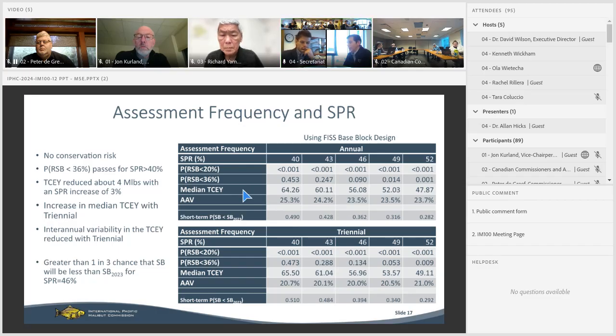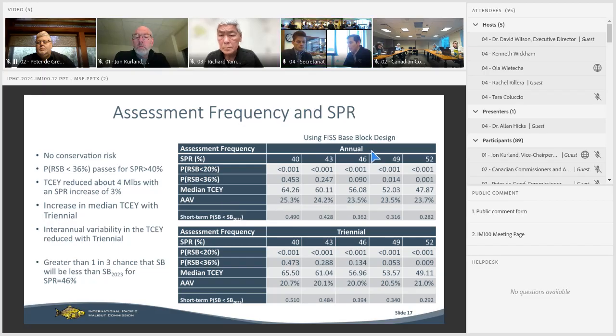The third one is the median TCY. So that's just the TCY you would expect on average in the simulations in the short term, the next 4 to 14 years. And then the AAV is a measure of variability. And that's sort of the average amount of change from year to year you would expect the TCY to occur over a 10-year period.